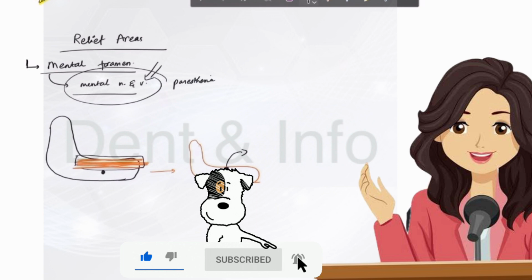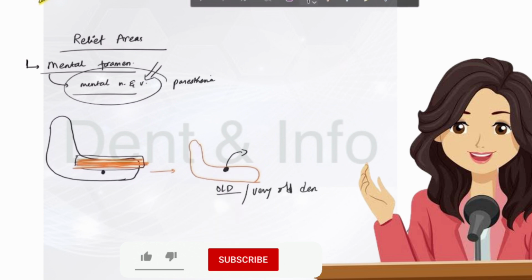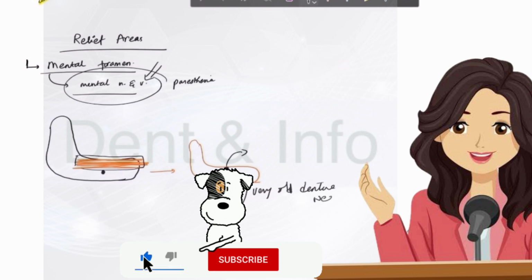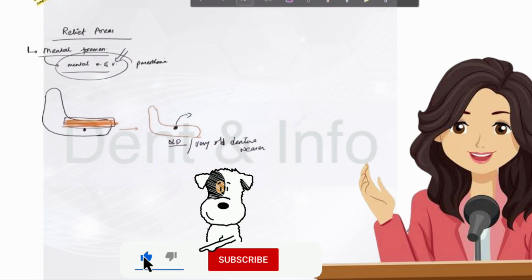This is where you are supposed to give it adequate relief because now there is a very good chance of paresthesia here, and pressure will cause paresthesia and an altered sensation. So this usually occurs in old individuals, in their 70s, 80s, or someone who is a very old denture wearer, wearing it since years, and you see the mental foramen right at the crest of the ridge. So the foramen does not travel. The crest is going down because of resorption.